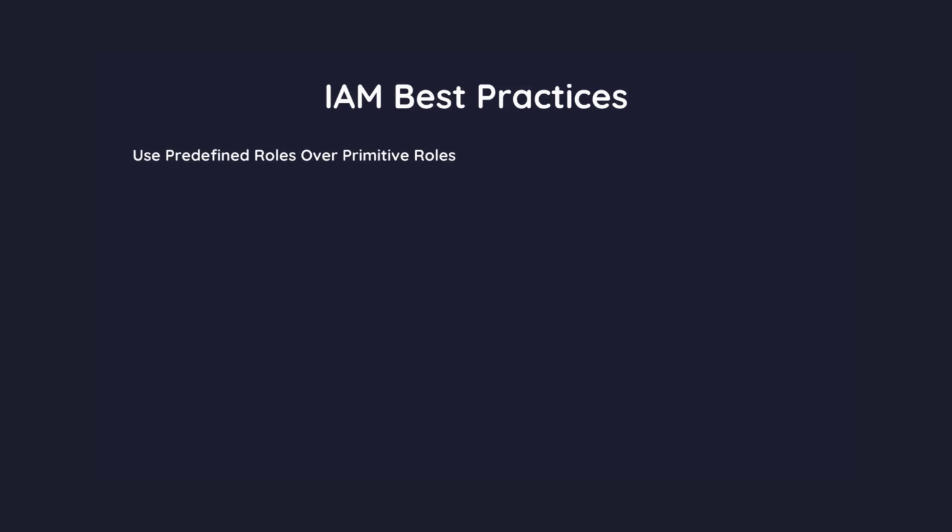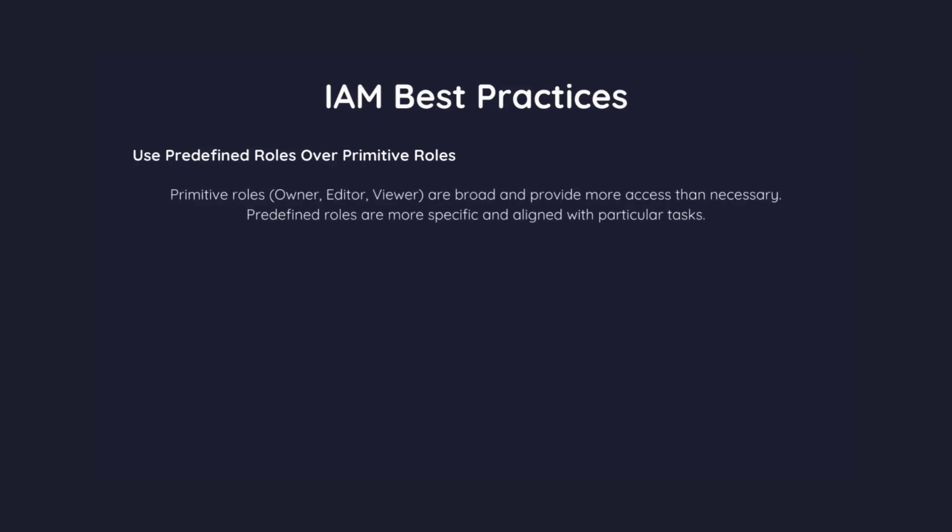Use predefined roles over primitive roles. Instead of giving someone the owner keys to the entire building, give them keys only to the rooms they need. Google Cloud has predefined roles that are more specific and safer. Primitive roles, owner, editor, viewer, are broad and provide more access than necessary. Predefined roles are more specific and aligned with particular tasks.